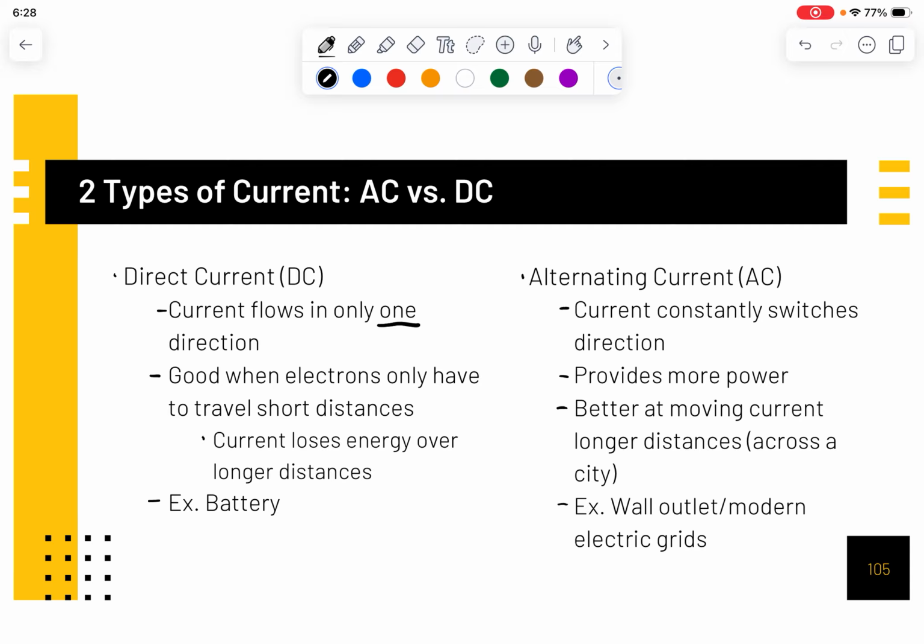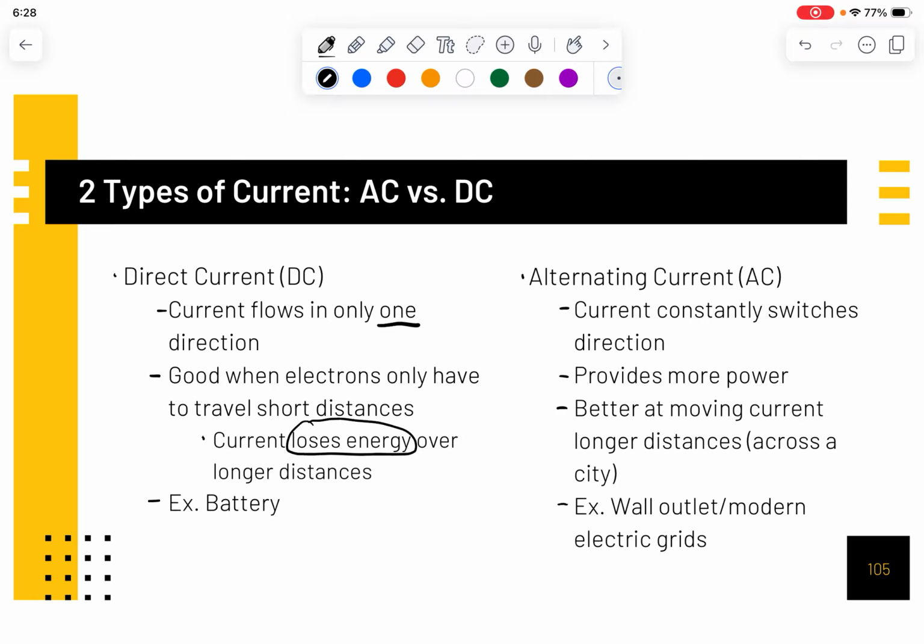As we move charge over longer and longer distances, though, we end up losing a lot of energy in the process. By losing energy over the long distance, it's a very inefficient way of moving our electric charge. But any sort of small appliance that uses a double or single A battery is making use of this direct current.